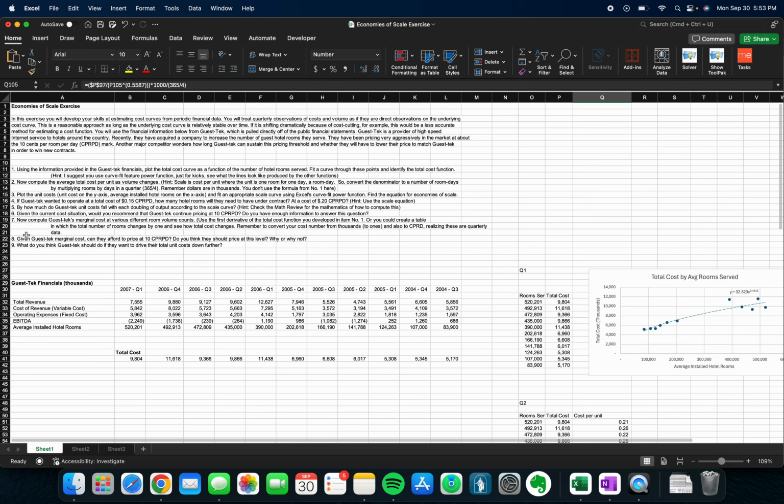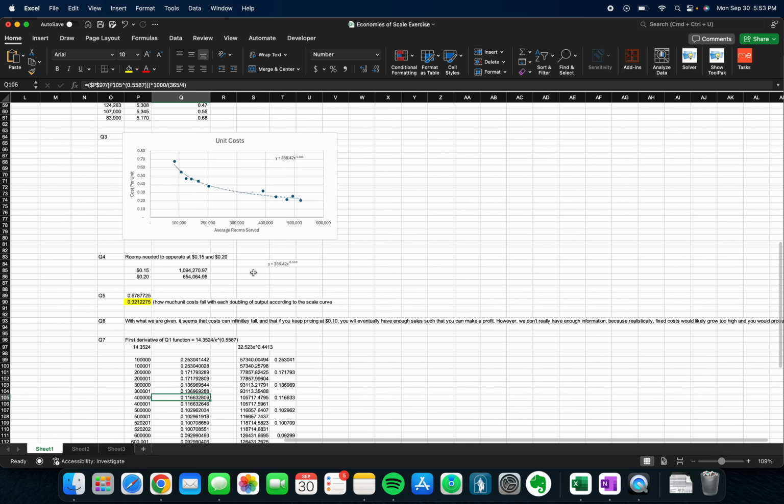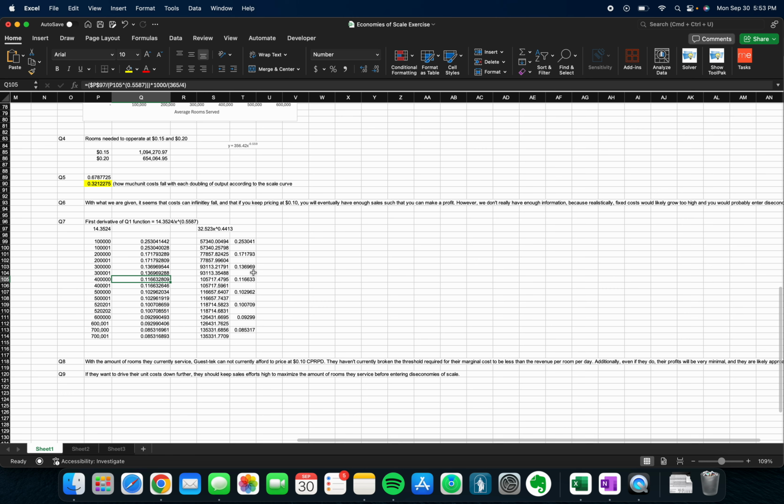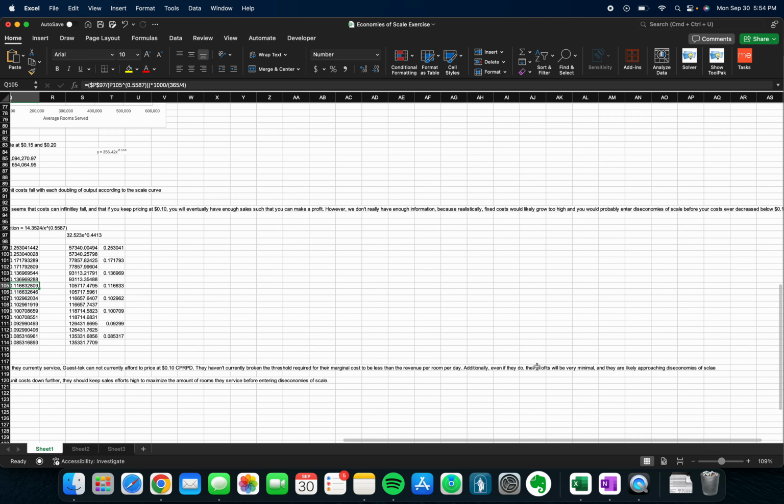Question 8 then says, given Guest Tech's marginal cost, can they afford to price at 10 cents per room per day? Do you think they should price at this level? Why or why not? I said with the amount of rooms they currently service, Guest Tech cannot afford to price at 10 cents per room per day. They haven't currently broken the threshold required for their marginal cost to be less than the revenue per room per day. Additionally, even if they do, their profits will be very minimal, and they are likely already approaching diseconomies of scale.